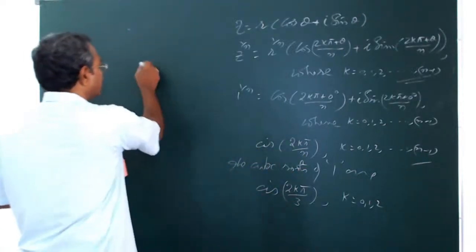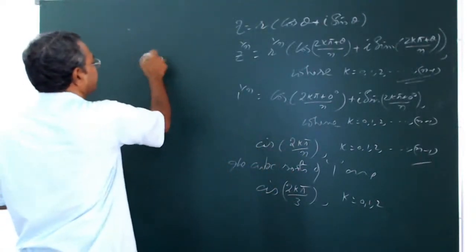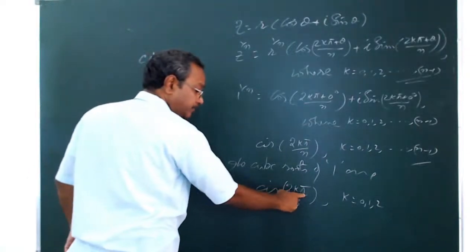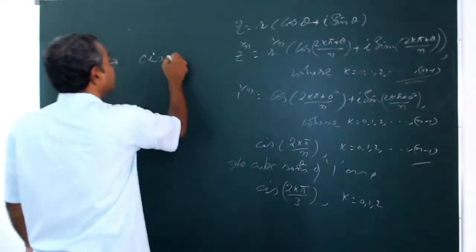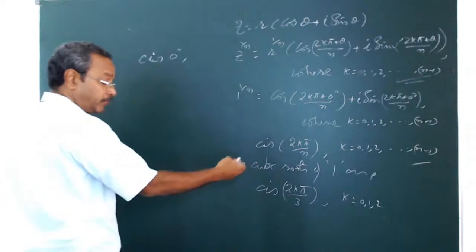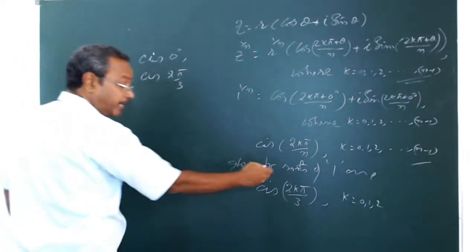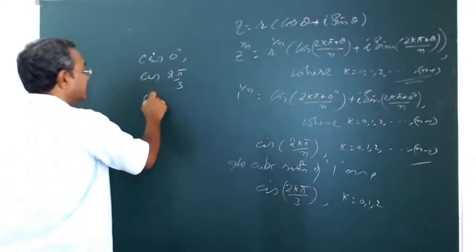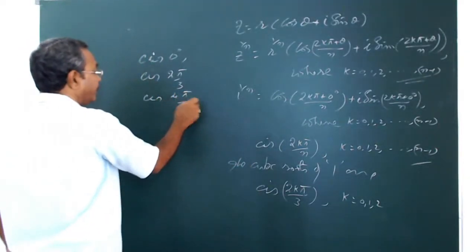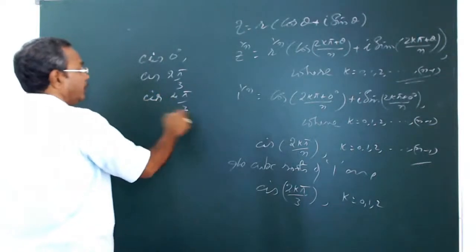For k equal to 0, the first one is cis 0, since 2 into 0 into pi by 3 is 0. The other one, for k equal to 1, is cis 2 pi by 3. For k equal to 2, the last root is cis 4 pi by 3. So these are the cube roots of unity.